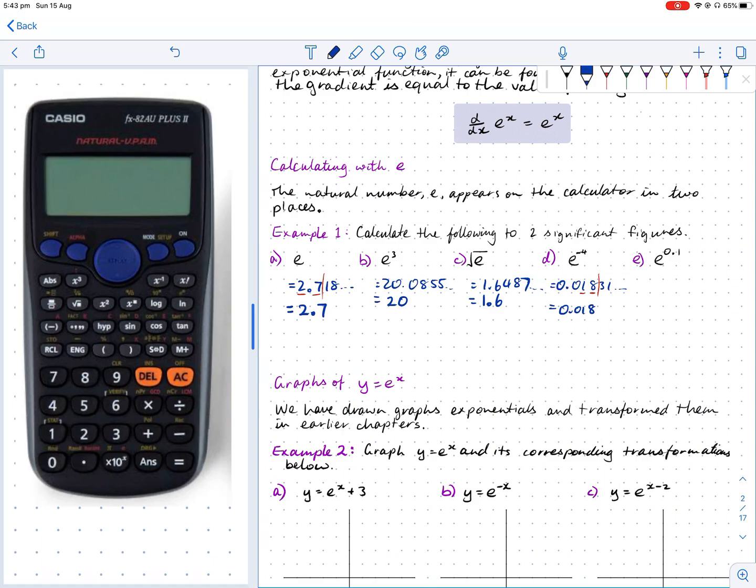And if I want e to the power of 0.1, same thing, we're just going to put 0.1 into the power, and that's 1.10517, or to two significant figures, it's 1.1.